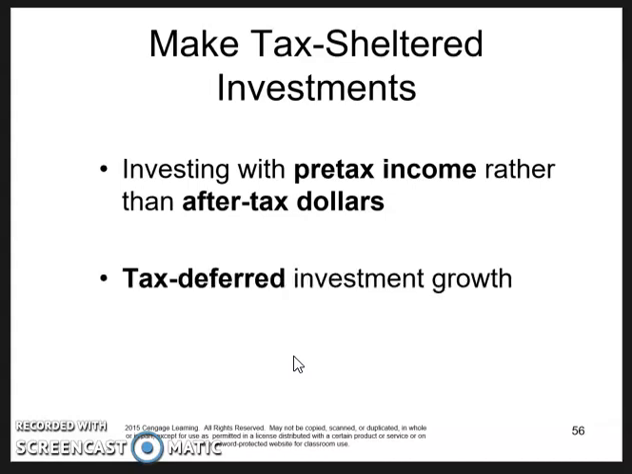Tax deferred investment growth. So that investment growth isn't taxed until you withdraw the money. One thing to note about tax sheltered investments, most of them will charge you a 10% penalty with a few exceptions, if you withdraw the money before you're 59 and a half with regard to retirement accounts. And education accounts are different, but if you don't use them for eligible expenses, you would pay taxes on those.